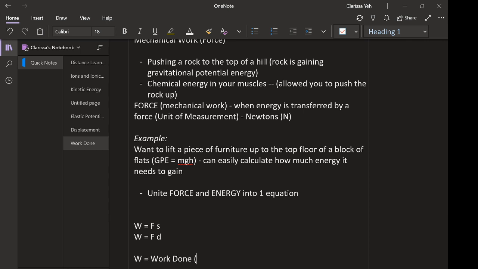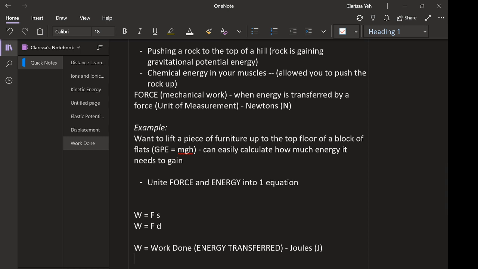Work done is basically how much energy got transferred by the force. You push a rock up a hill, how much energy did you transfer to the rock? You lift a piece of furniture up to the top floor of a block of flats, how much energy did you transfer to that piece of furniture? Work done is the energy transferred by the force. And because it's an energy transfer, it is measured in joules. It's just how much energy got transferred.